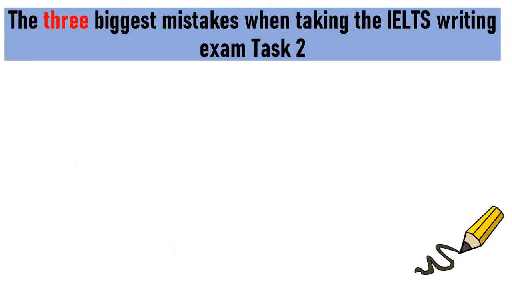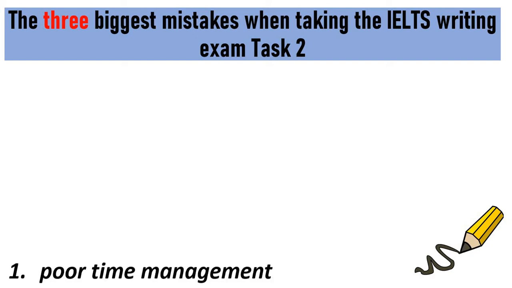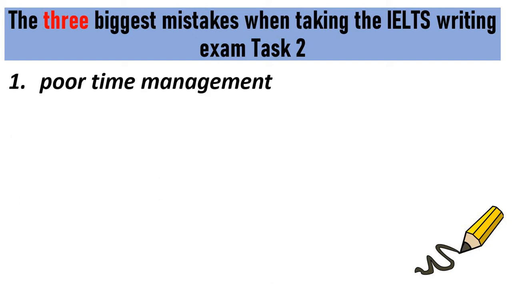So what are the 3 biggest mistakes that students commit when taking the IELTS writing exam, Task 2 specifically? The first one is poor time management. So how much time should you spend for task 2? Usually it's 40 minutes, but you shouldn't spend 40 minutes just writing. You should allot 40 minutes for planning, for writing, and for proofreading. Okay, so poor time management.